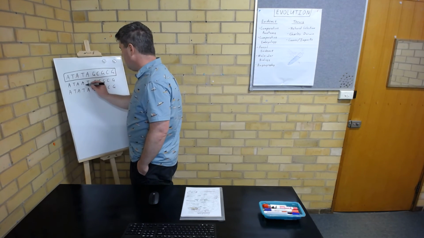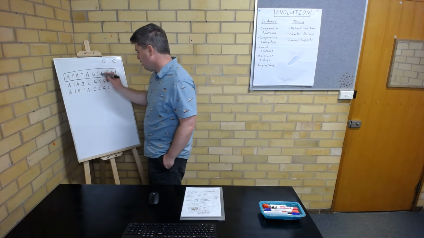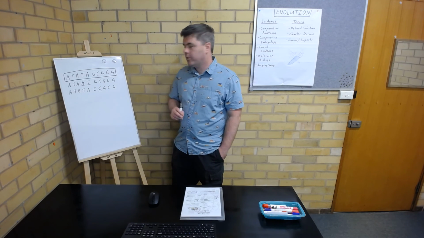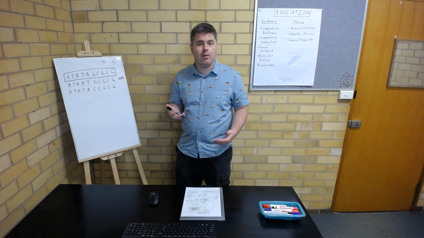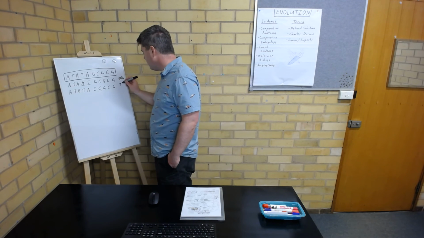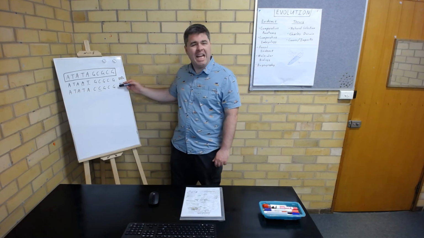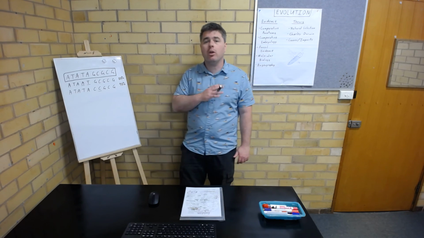So these two are different. And here, this one is different. So this first one has an 80% match, okay? Because it's 2 out of 10, which is 20% different. This bottom one is 90. So what we would say is that this bottom one is more genetically related to this top one, even though they might look completely different.